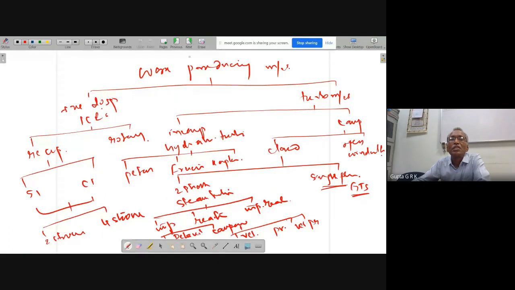On the work producing side, it is like this: positive displacement, which are IC engines, and again turbo machines. In the positive displacement engines we have reciprocating and rotary. Rotary is the Wankel engine we have discussed. In the IC engines, we have SI engine and CI engine. And in the SI and CI, we can have two-stroke and four-stroke engines.